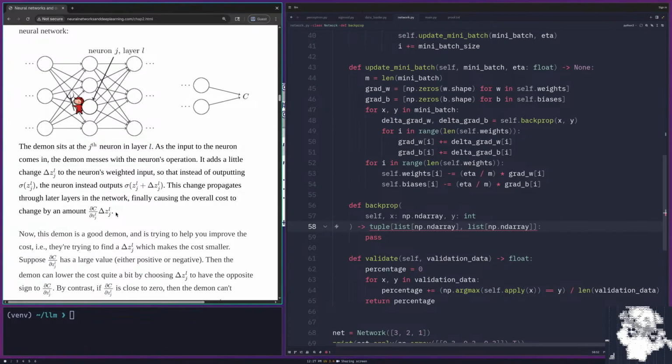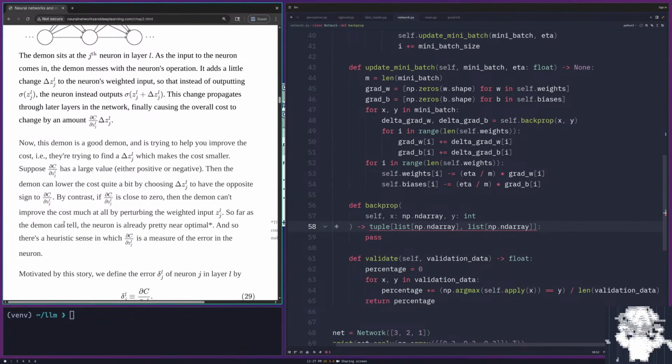Now this daemon is a good daemon and is trying to help you improve the cost, i.e. they're trying to find a delta z^l_j which makes the cost smaller. Suppose the derivative of C with respect to z^l_j has a large value, either positive or negative. Then the daemon can lower the cost quite a bit by choosing delta z^l_j to have the opposite sign to the derivative of C with respect to z^l_j. By contrast, if the derivative of C with respect to z^l_j is close to 0, then the daemon can't improve the cost much at all by perturbing the weighted input z^l_j.